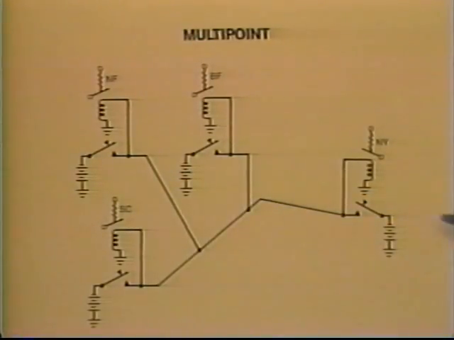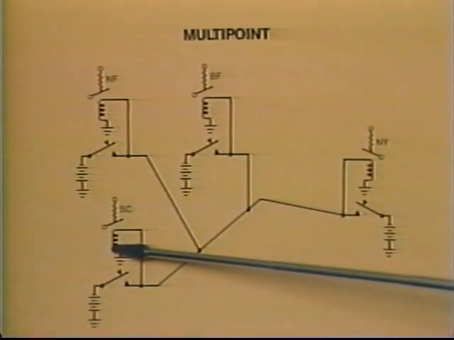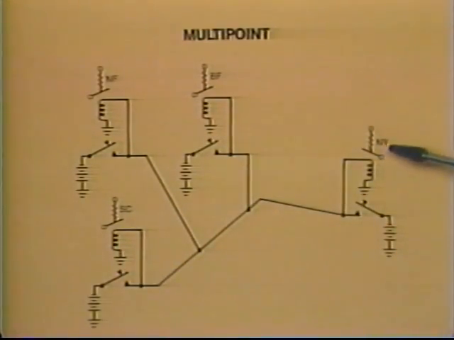The problem here is if any key is closed, all of the sounders or receivers will sound. Therefore, only one person can transmit at any one time. Now, the decision as to who can transmit is made by what's called the line discipline. And in the multipoint circuit, we'll have one of two types of line disciplines, either one called polling or one called contention. In the multipoint circuit, if all the keys were depressed at the same time, there would be confusion in the network.